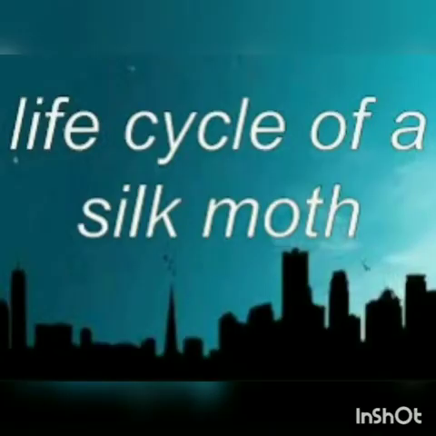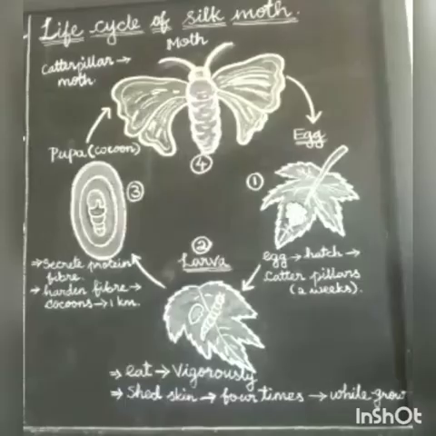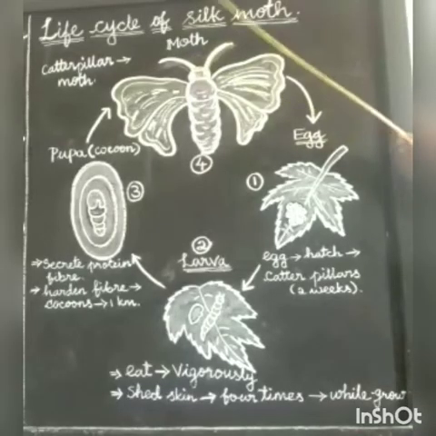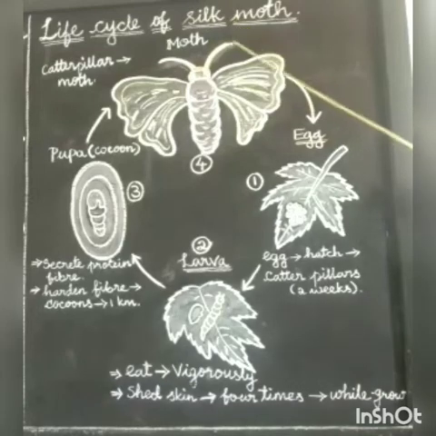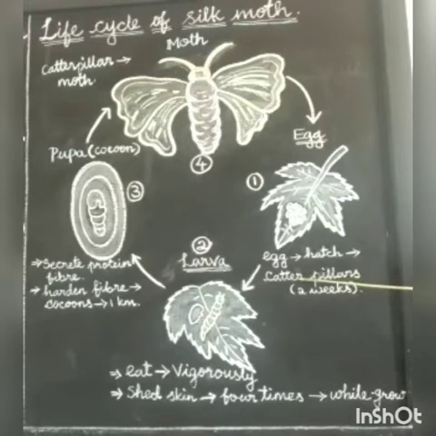Next heading, life cycle of a silk moth. In the first stage, egg. The female silk moth lays a large number of eggs. In about 2 weeks' time, the fertile eggs hatch into caterpillars.